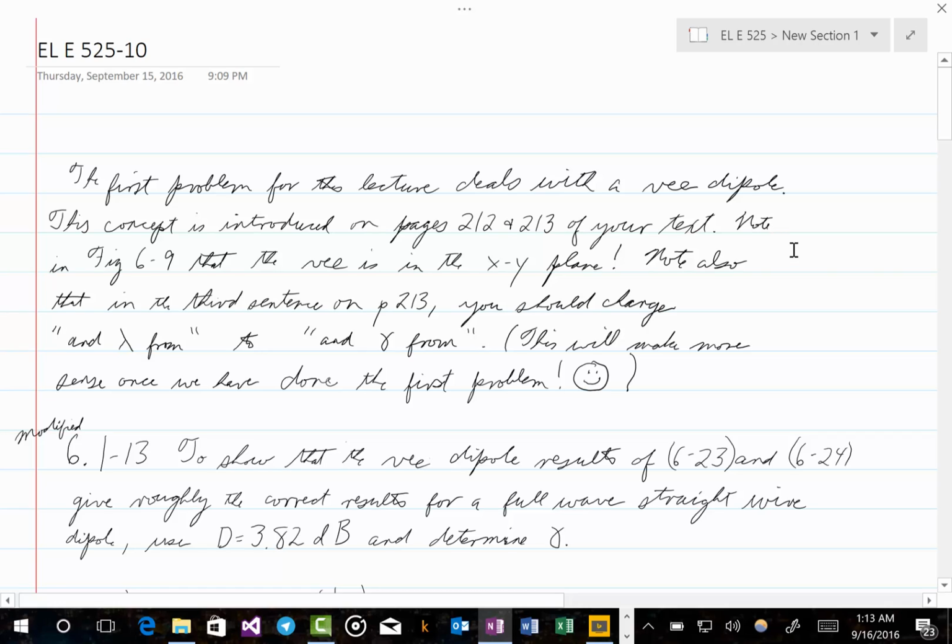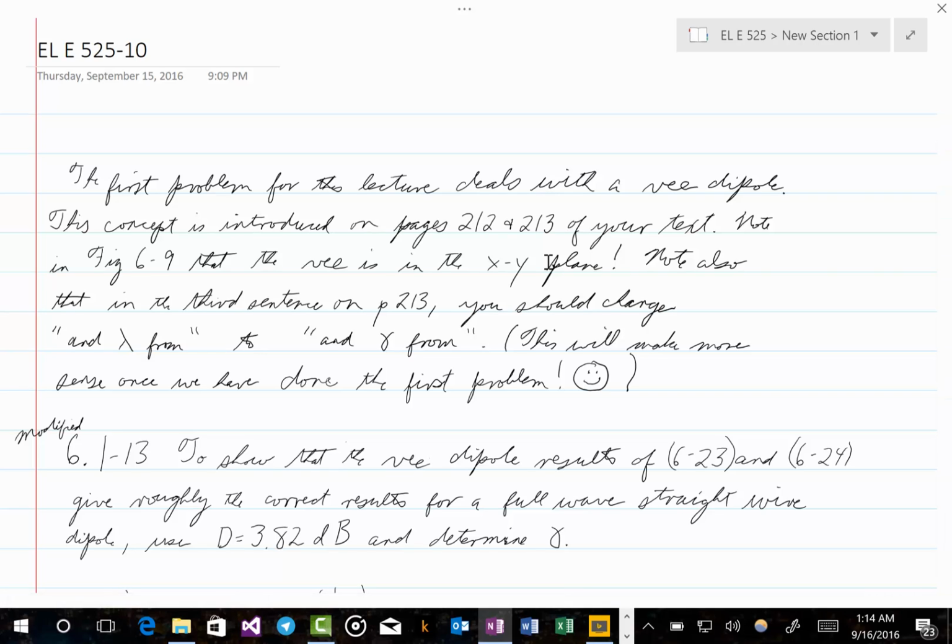Now, before we jump into the problem, I wanted to call your attention to a couple of points. When you look in your text and read about the V-dipole, look at figure 6-9 carefully, because you will see, unlike the dipoles that we have been studying up to this point, almost all of which have been collinear with the z-axis, now the V-dipole lies entirely in the xy plane.